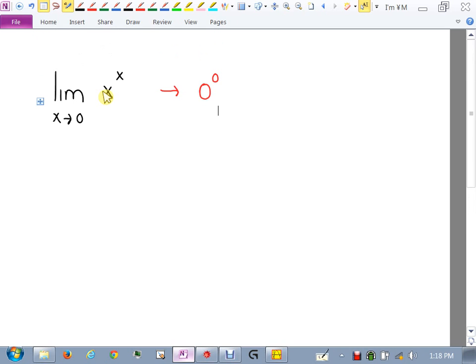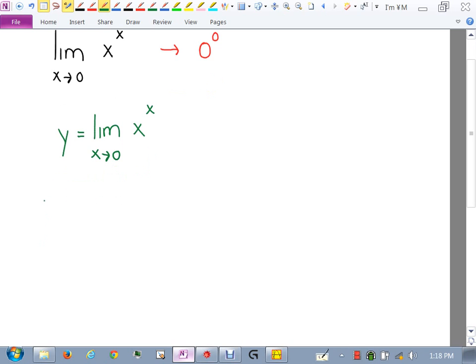Now, here's how we'll do it. Because you can't just introduce log out of nowhere, I'm going to rewrite the problem and say, this limit that I'm trying to find, I'm going to call it y. Let's just call it y. So everyone, I want to know what y is. Now that I have an equation, I can operate on both sides of the equation. I can take the natural log of y on the left. On the right side, I can take the natural log of the limit.